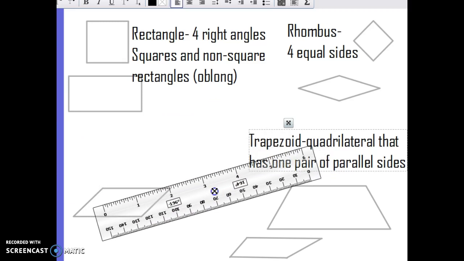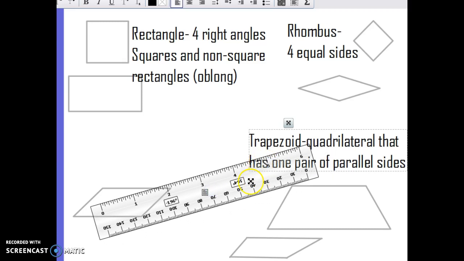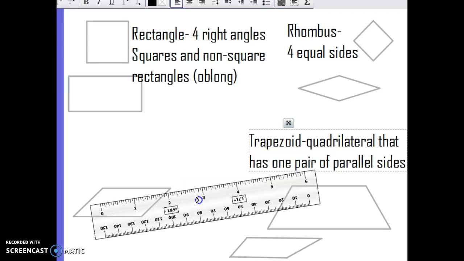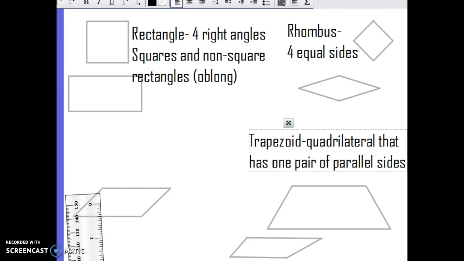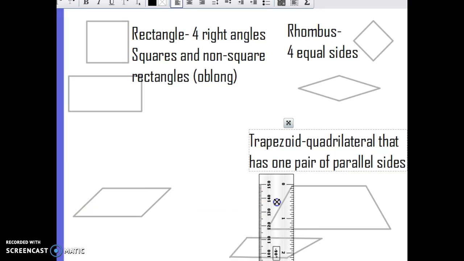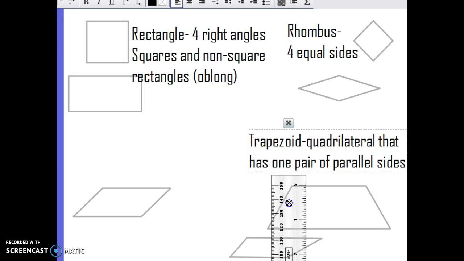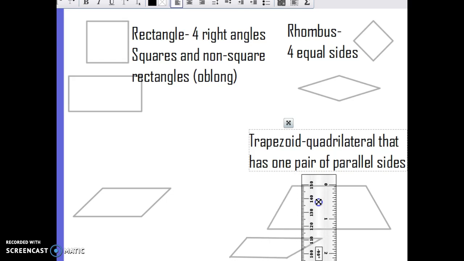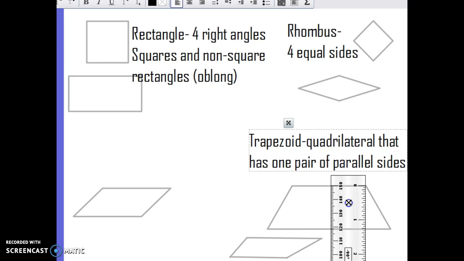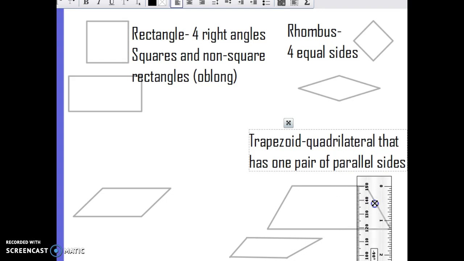So, we're going to show how we decide if they're parallel lines. I'm going to use the ruler again and pick this guy up. And we measure to make sure it's the same distance all the way across. And this one is the same distance all the way across. So those 2 lines are parallel, and since it's a trapezoid, it only has to have one side of parallel lines. So I'm going to check and show that the other side is not parallel.